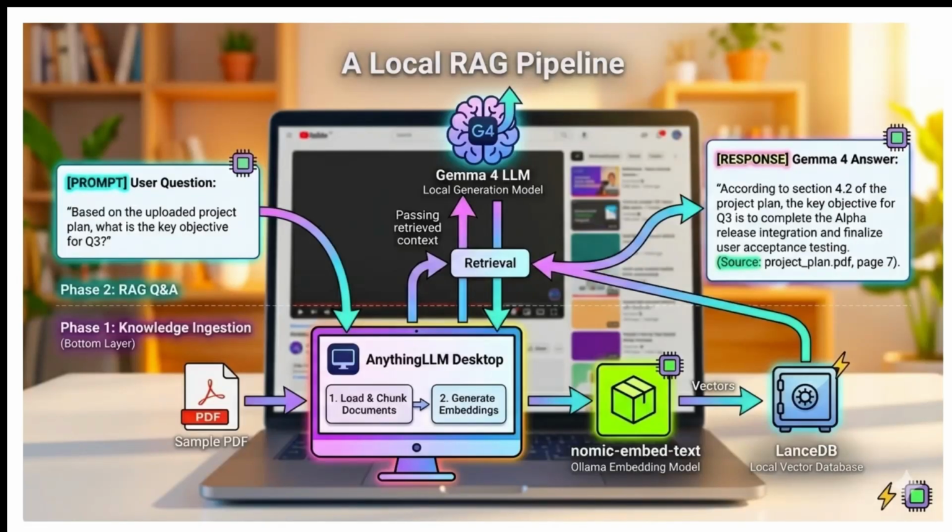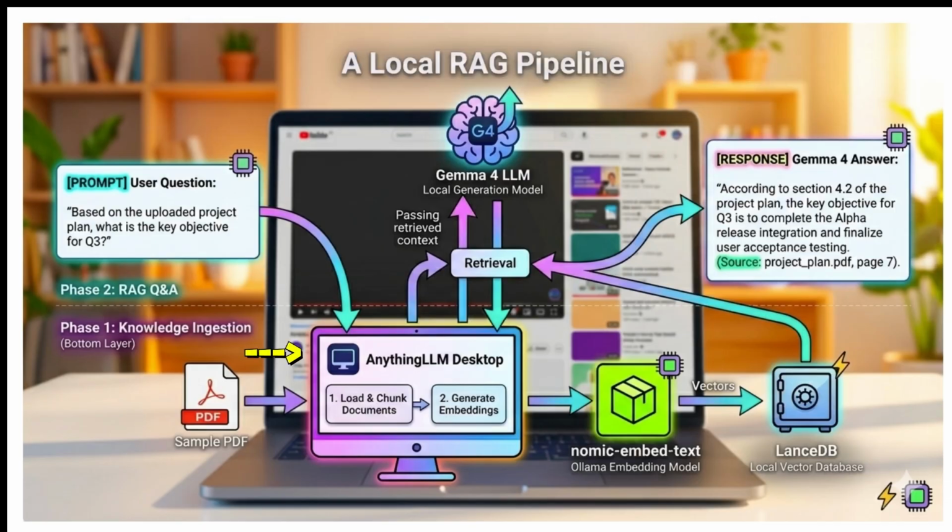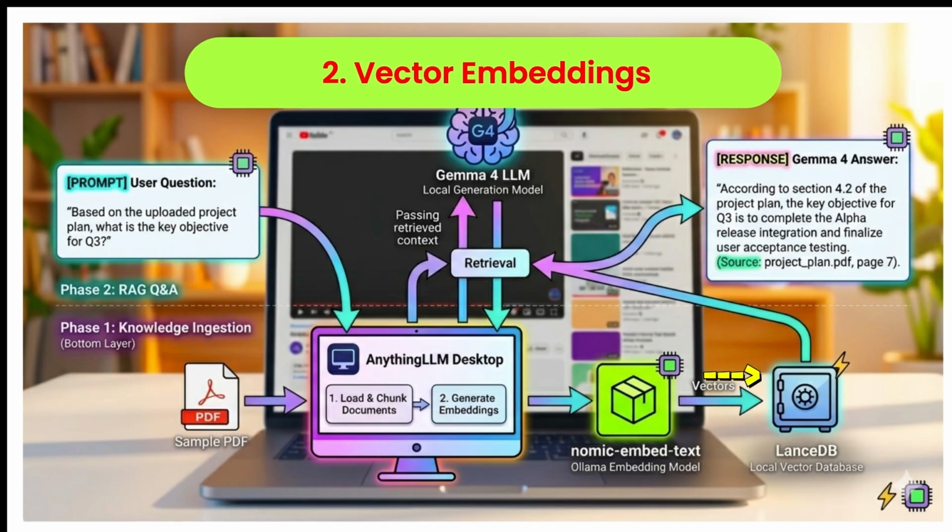When we upload our documents, 3 things happen behind the scenes. 1. Ingestion and chunking. The AI doesn't read the whole PDF at once. It breaks our document down into smaller, bite-sized paragraphs or chunks, keeping sections like system architecture and risk management distinct. 2. Vector embeddings. These chunks are converted into numerical vectors using an embedding model. Think of this as giving every sentence a set of GPS coordinates based on what it means.